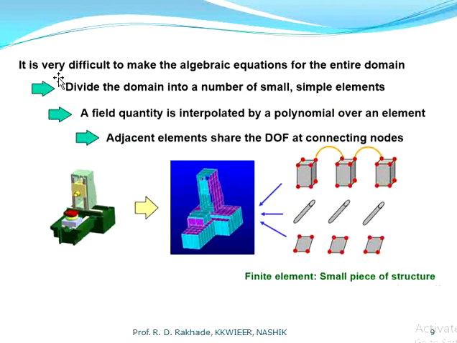So same, it is very difficult to make the algebraic equation for the entire domain. Divide the domain into a number of small simple elements. Simple, that is standard elements, maybe square, cube. A field quantity is interpolated by a polynomial over an element. Adjacent elements share the degree of freedom at connecting nodes.